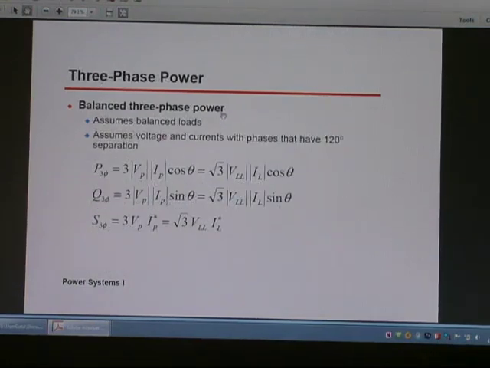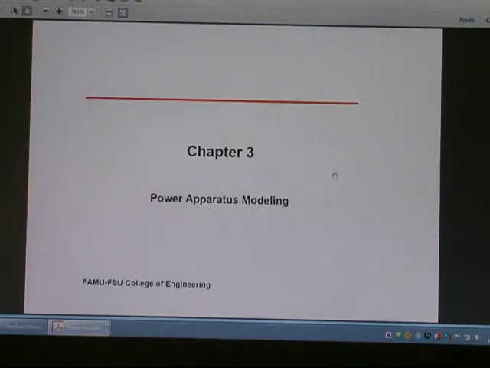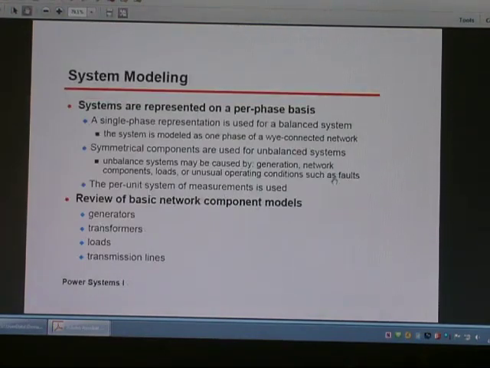So those are the balanced three-phase power equations we calculated. So that also covers the apparatus modeling.